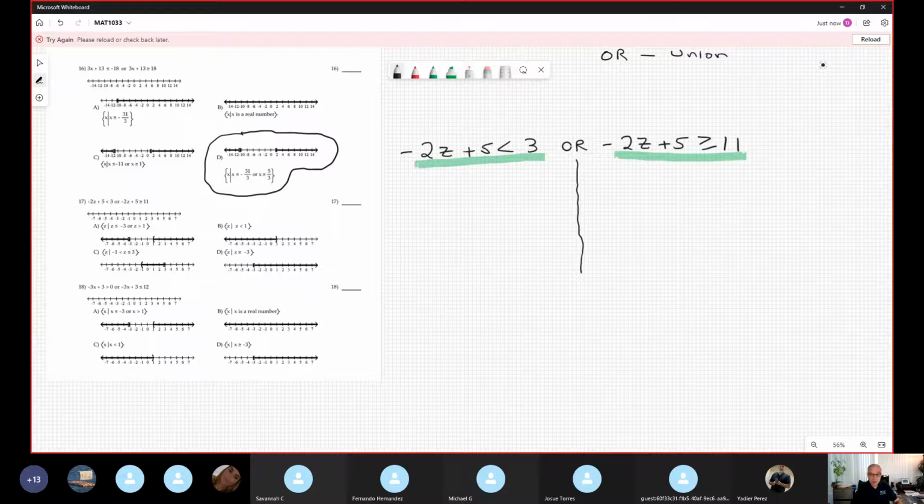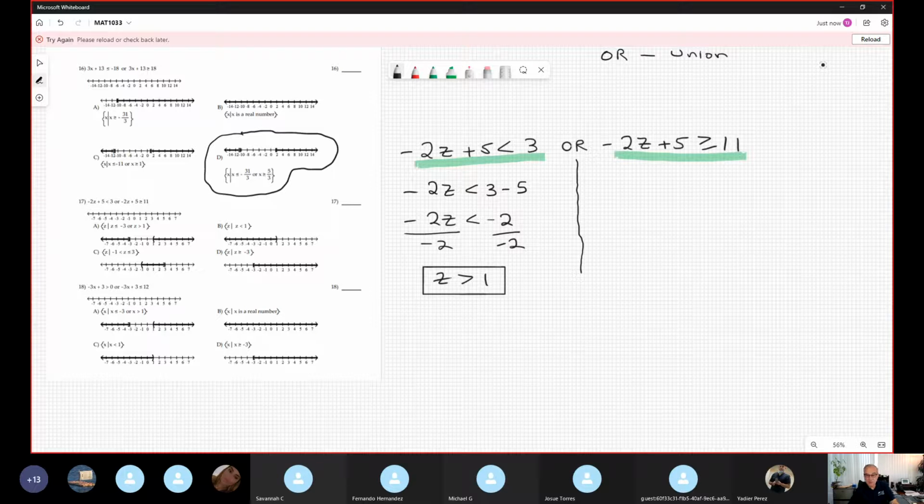Minus 2c, bring down, less than 3 minus 5. I move 5 to the right hand side with the opposite sign, getting negative. Minus 2c less than minus 2, divided by negative 2 on both sides, because I need c alone, positive. And don't forget, when you divide by a negative number, you need to reverse the inequality sign. Negative 2 divided by negative 2 is 1. Boom. This is my first piece of solution.